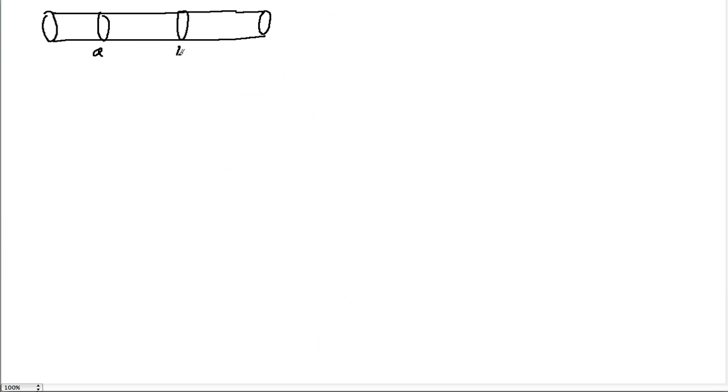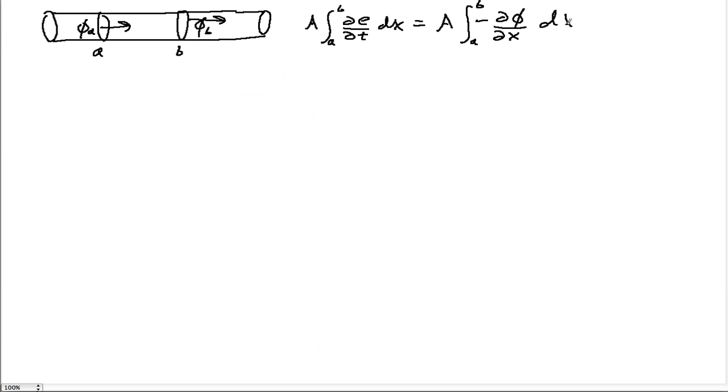So I'm going to get a new sheet of paper and write our basic situation down again. A to B. We have our phi A and our phi B there. And what we've derived here is, with the A's hanging out front, the integral from A to B of the partial of E with respect to t dx is equal to A times the integral from A to B of the negative partial of the flux with respect to x dx.